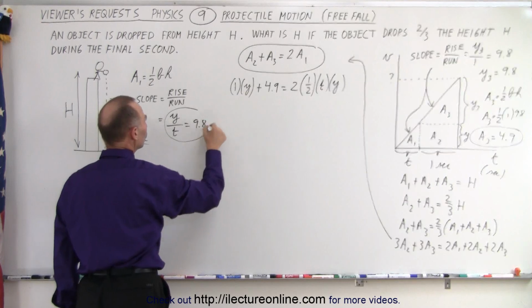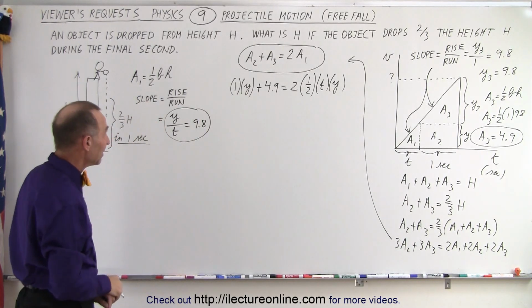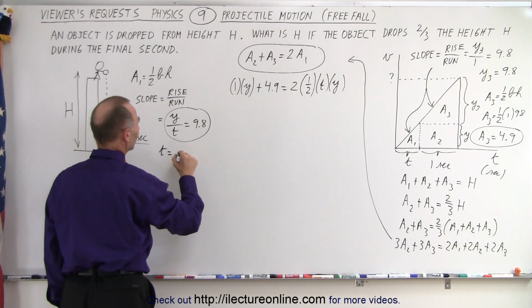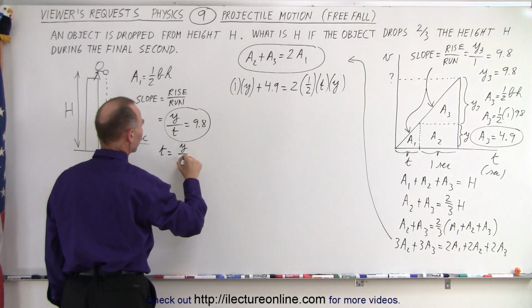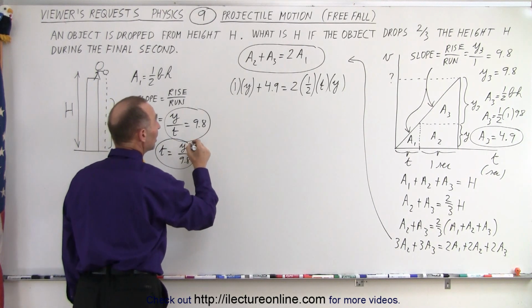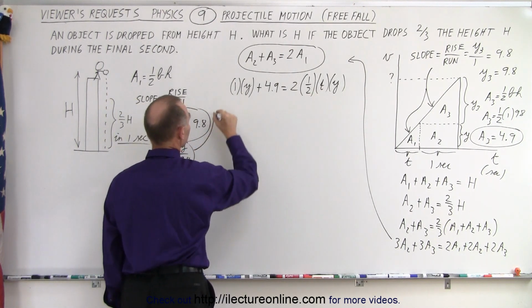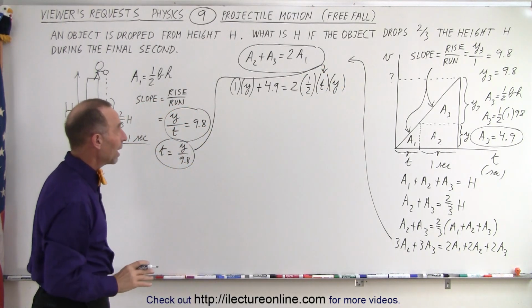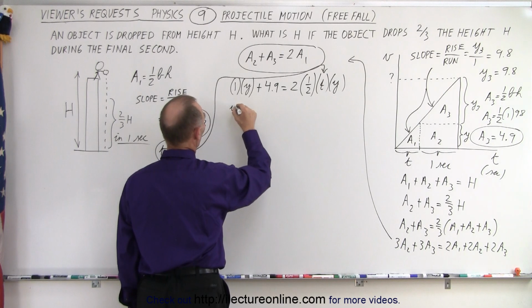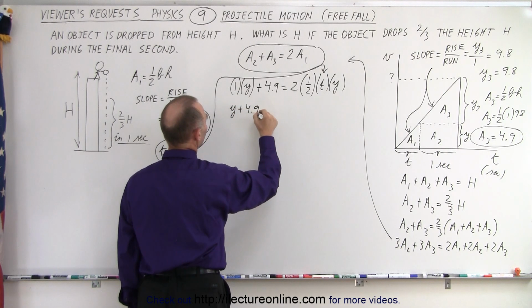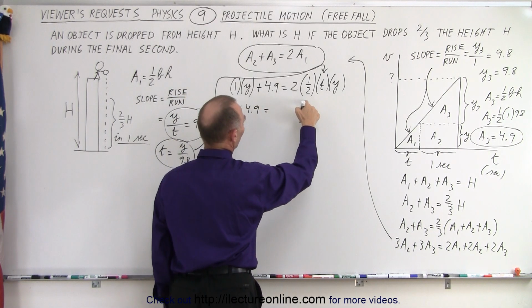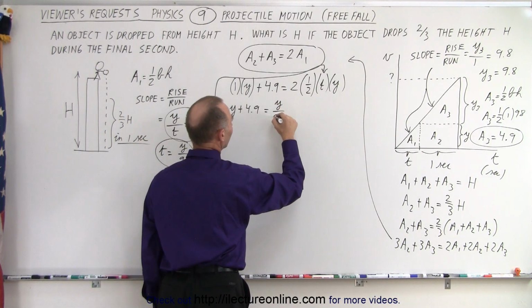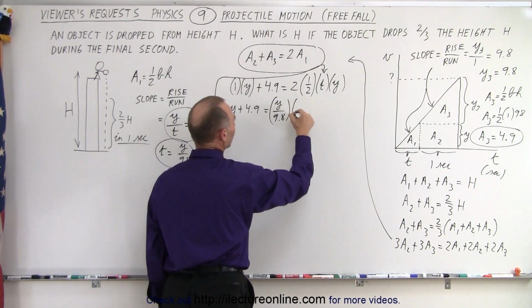So now we have a relationship between y and t. So I can interchange those. I can say that t is equal to y divided by 9.8, and replace t in the equation over here, so I can eliminate t and only have a y in there. So this means that y plus 4.9 is equal to 2 times 1/2, that's 1, times t, which is y divided by 9.8, and multiply that times y.